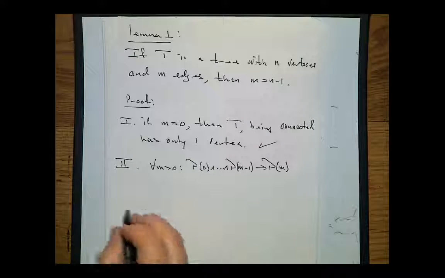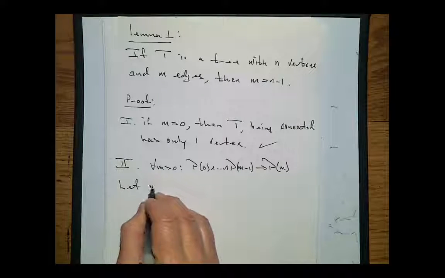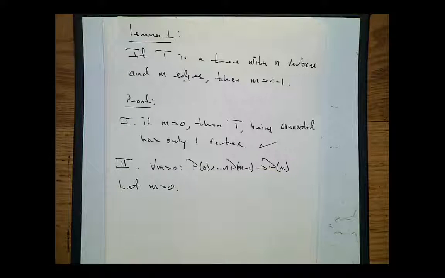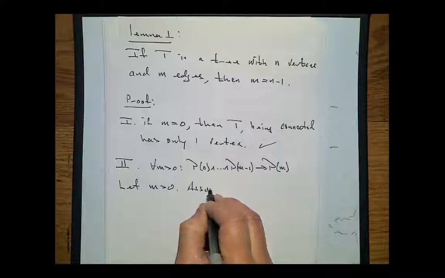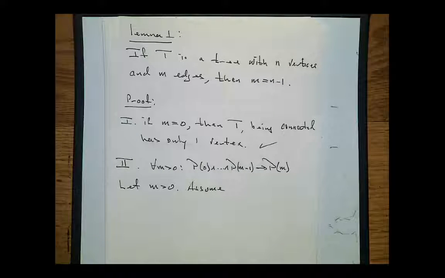So, let m be greater than 0. A lot of people lost a few points on the midterm because they didn't write that sentence. Now, some people lost other points because they didn't write the following sentence. They didn't write the induction hypothesis explicitly. Assume, well, assume all dominoes up to but not including the mth domino have fallen.